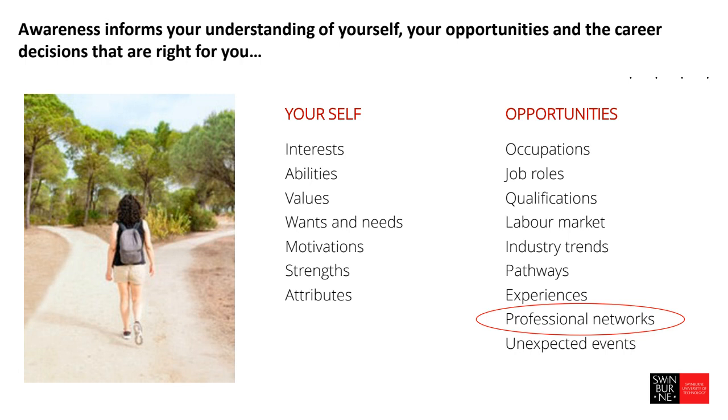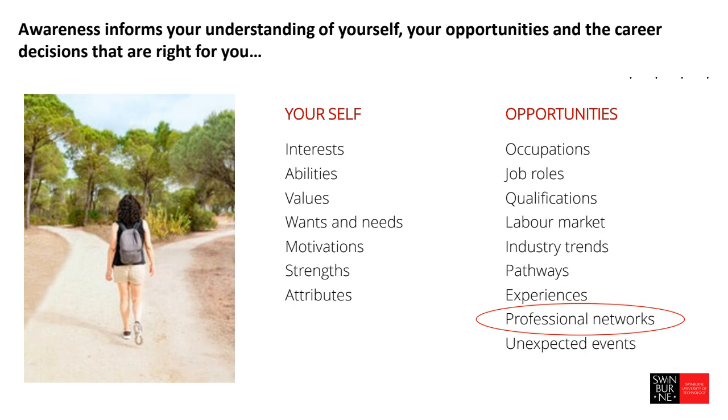Let's start with a quick recap. Going back to the DOTS model we covered in the second tutorial, let's consider the self and opportunity parts of DOTS. Self-awareness is all about understanding our interests, likes and dislikes, our ability, our skills and strengths, our values and motivations, our wants and needs. They play a big part in our career decision making, as we need to ground our career decisions on who we are and what's important to us.